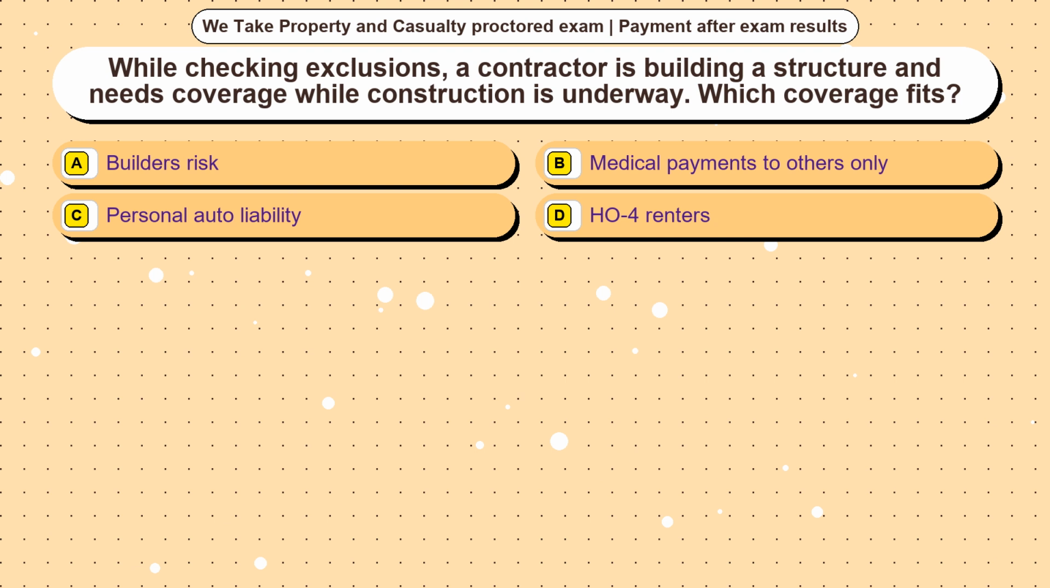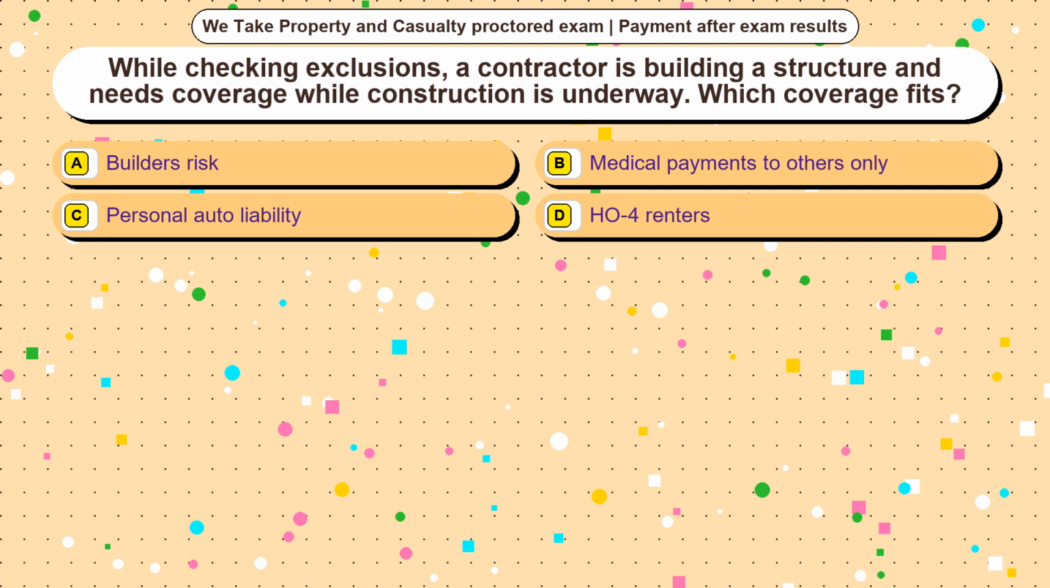Question 2. While checking exclusions, a contractor is building a structure and needs coverage while construction is underway. Which coverage fits? Option A. Builder's risk. Option B. Medical payments to others only. Option C. Personal auto liability. Option D. HO for renters.